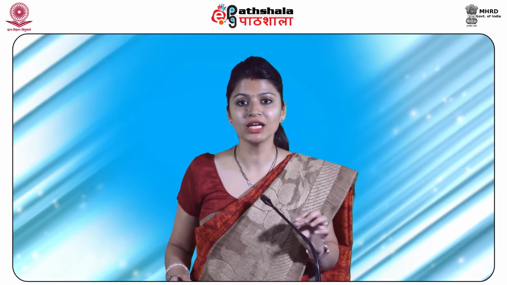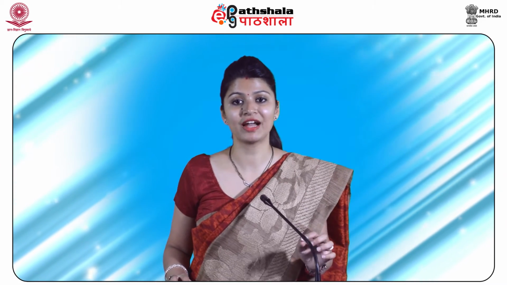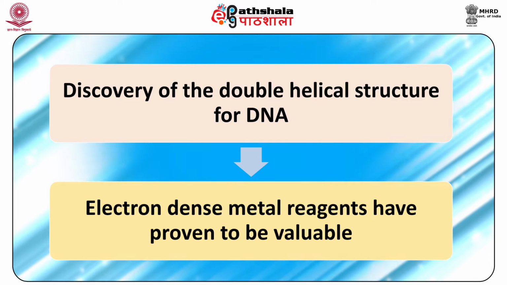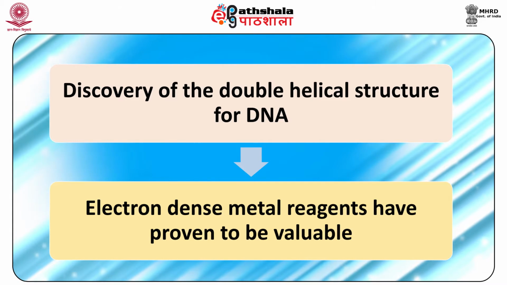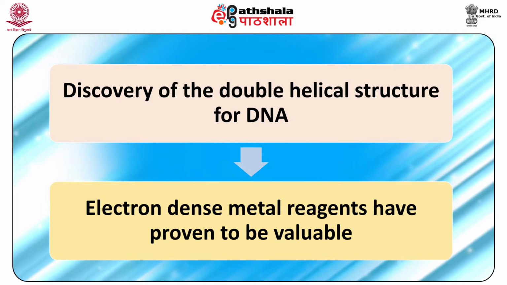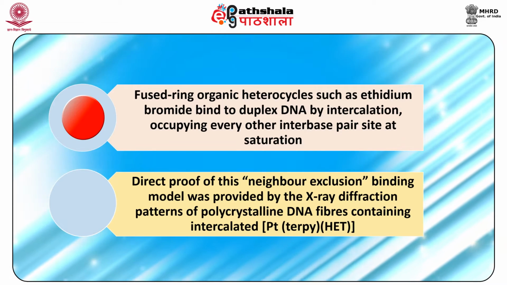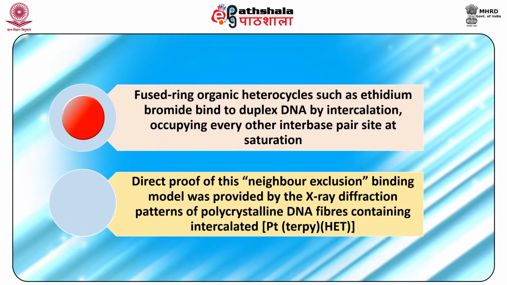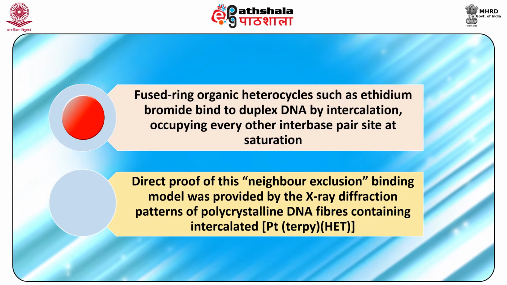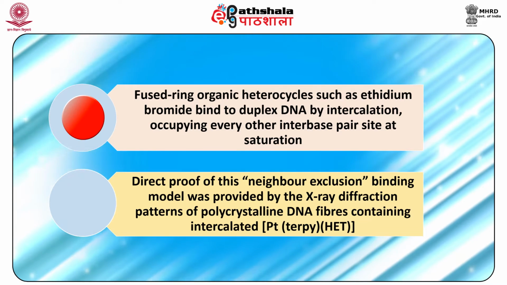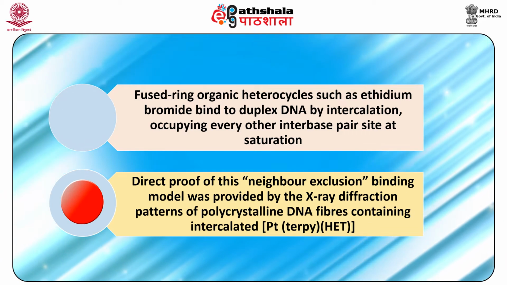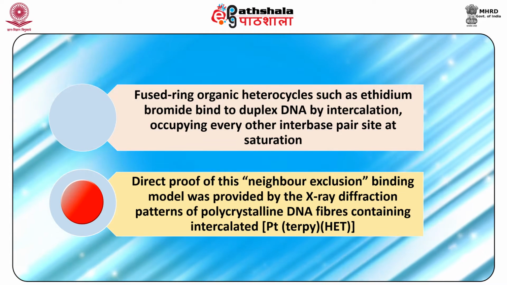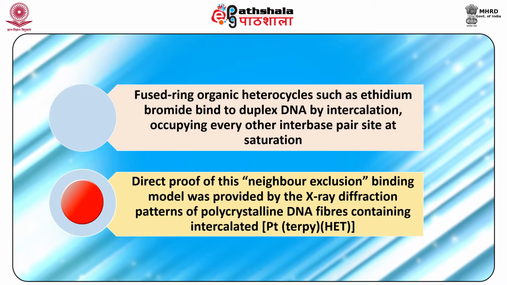For the study of polycrystalline fiber of DNA, the X-ray diffraction technique is used. Its result has great significance in the discovery of the double helical structure for DNA. For studies of this type, electron dense metal reagents have proven to be valuable. Fused ring organic heterocycles such as ethidium bromide bind to duplex DNA by intercalation, occupying every other interbase pair site at saturation. Direct proof of this neighbor exclusion binding model was provided by the X-ray diffraction patterns of polycrystalline DNA fibers containing an intercalated palladium complex.